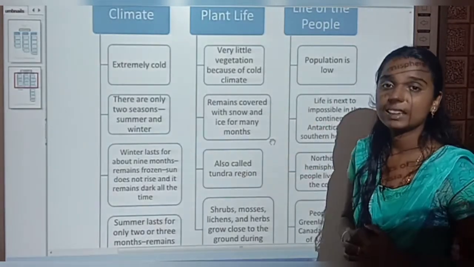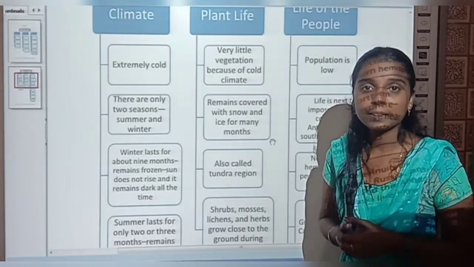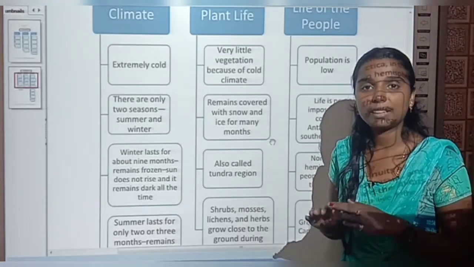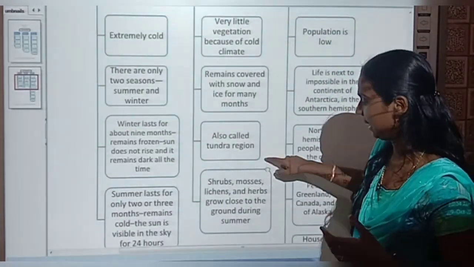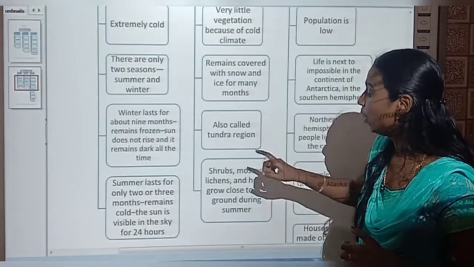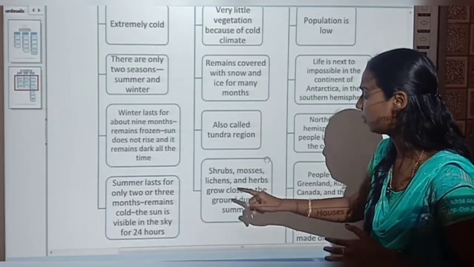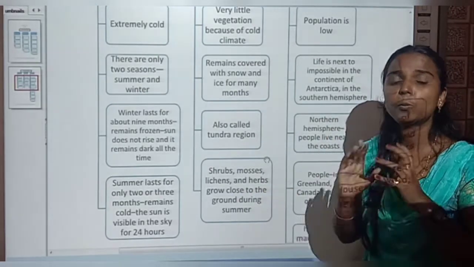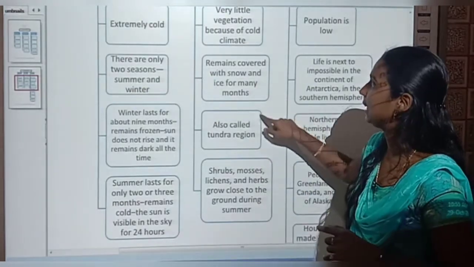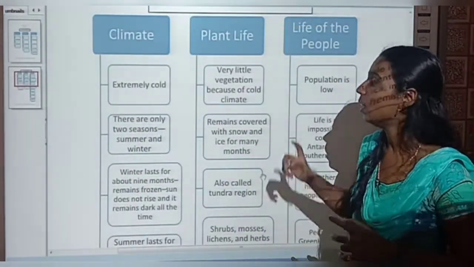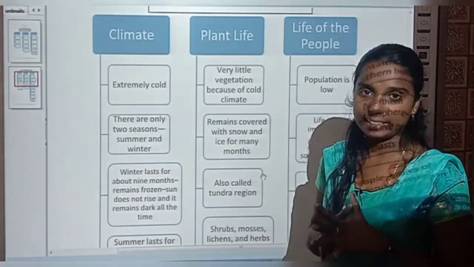That's why it is also called the tundra region. Why are we calling the frigid zone the tundra region? Because the ground here is covered with ice and snow throughout the year. And what type of plants can we see here? Only shrubs, mosses, lichens and herbs. They also grow very close to the ground only during the summer season. So the plant life is very poor because the ground is covered with ice and snow throughout the year.